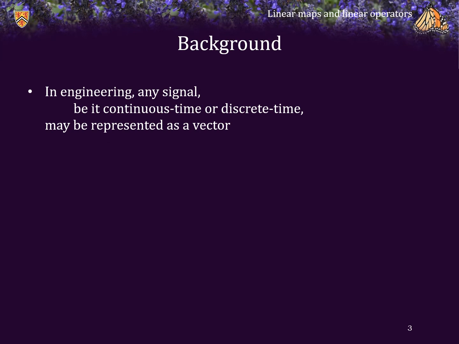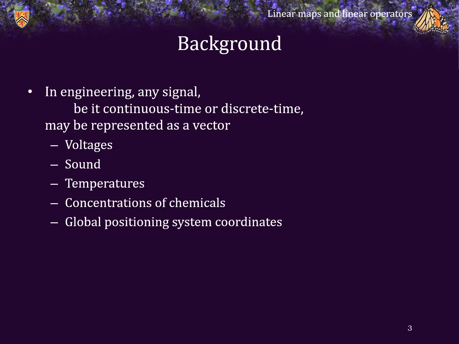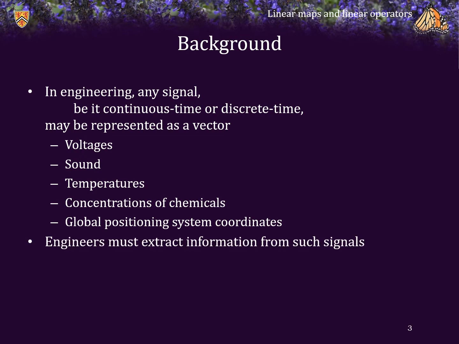Now, in engineering, any signal, be it continuous time or discrete time, may be represented as a vector. So this could include voltages, sound intensities, temperatures, concentrations of chemicals, or global positioning system coordinates. The purpose of engineers is to extract information from such signals and make use of it appropriately.